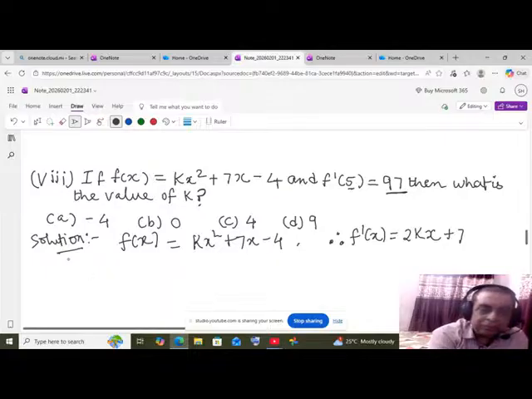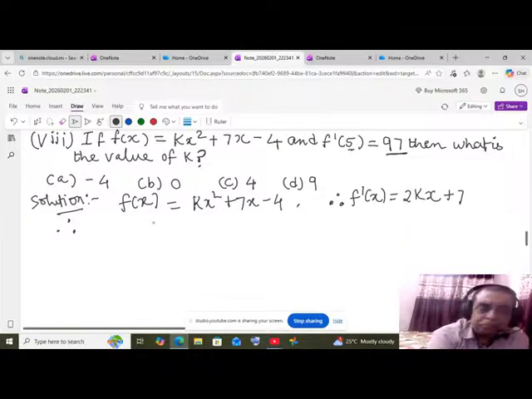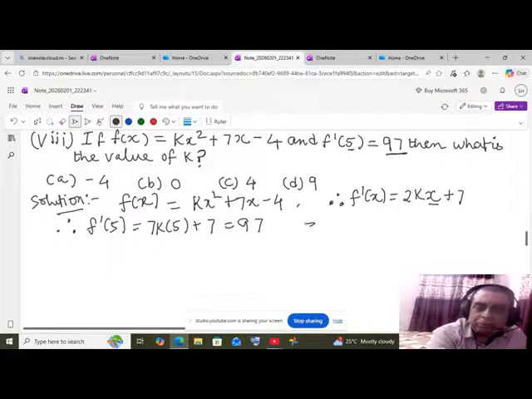Now put the value of x as pi, because f dash of pi is given. So in the place of x you put pi. So f dash of pi is equal to 2k times pi plus 7. The value is given to us in the question as 97, and we have to find the value of k. Now simplify it. Sorry, I wrote 7 by mistake, it is 2.